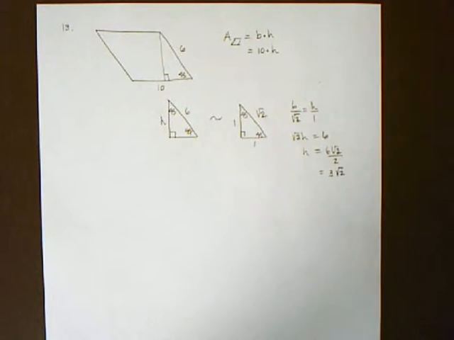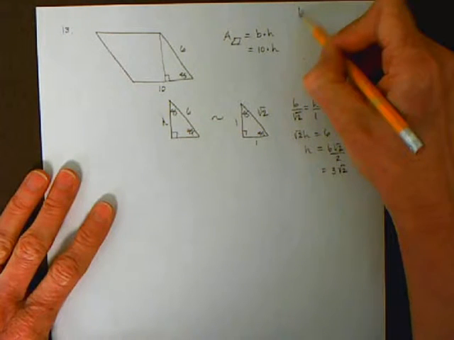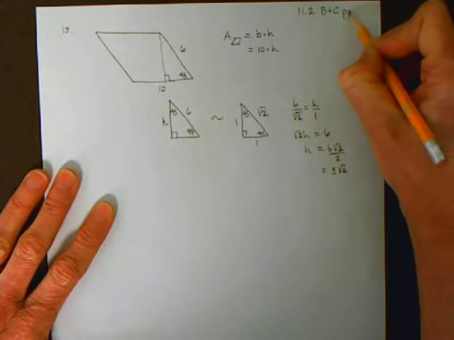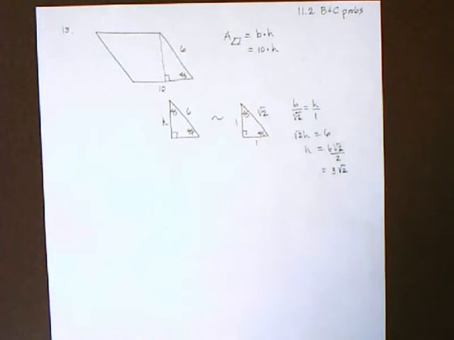Okay, here we go. This is 11.2, and these are the B and C level problems. So this first problem, number 13, let's talk about this one. You have to find the area of a parallelogram with a 45-degree angle and sides 6 and 10.